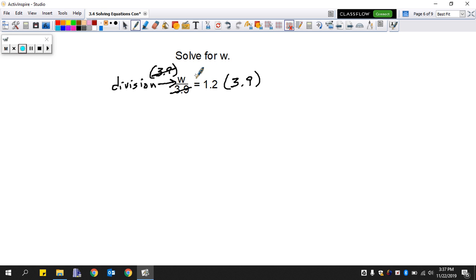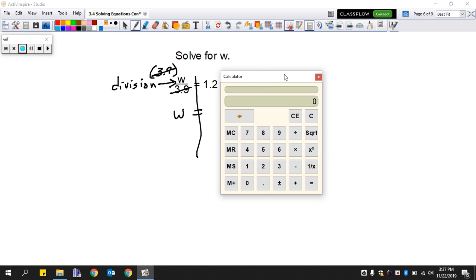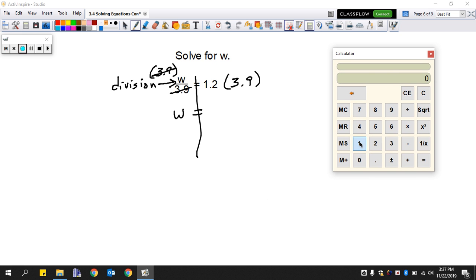And I forgot to draw my line. Okay, so that leaves us with W is equal to 1.2 times 3.9. Now in this case, we're just going to go ahead and use a calculator. And we're going to go 1.2 times 3.9. And we end up with, our answer is 4.68.